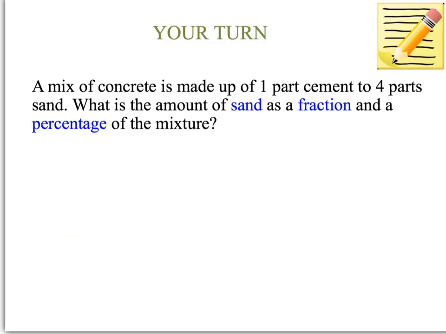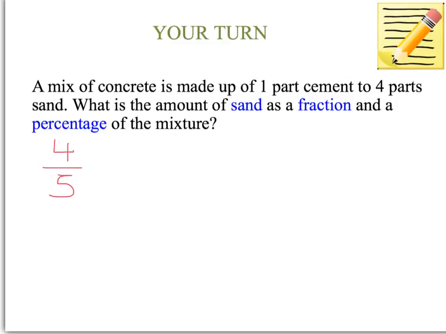Excellent, one more. Now, working with ratios here, a mix of concrete is made up of 1 part cement to 4 parts sand. What is the amount of sand as a fraction and a percentage of the mixture? Okay, so work that out yourself. Okay, I hope you remembered that it wasn't 1/4, because it's 5 parts altogether. So the cement would be 1/5 and the sand would be 4/5. So sand is 4/5 as a fraction.